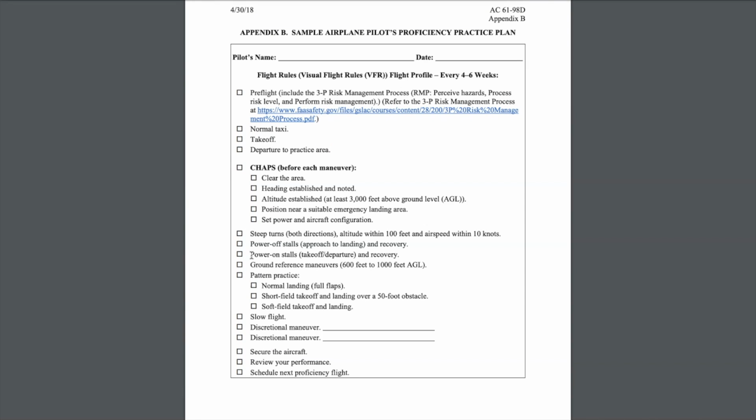And it says, this is a sample of an airplane pilot proficiency practice plan. So after the flight review is over, or if you have a brand new pilot that you just made, like if you just made a private pilot, you want to put them on a proficiency practice plan. And this is what you're going to do. You're going to give them this sheet and you're going to say, look, this is what I want you to do. And we're going to come back about every 4 to 6 weeks and you're going to have to practice these things. And this is how I'm going to make you stay proficient as a pilot.